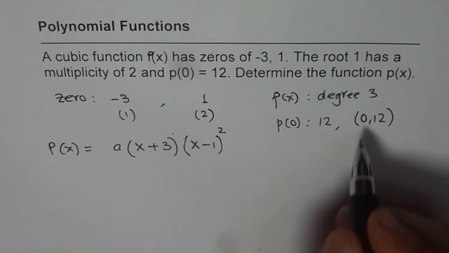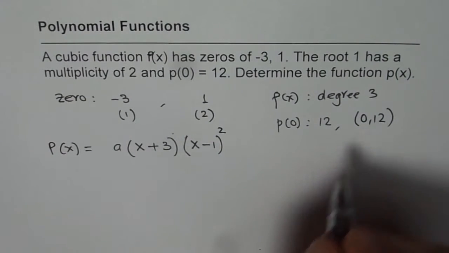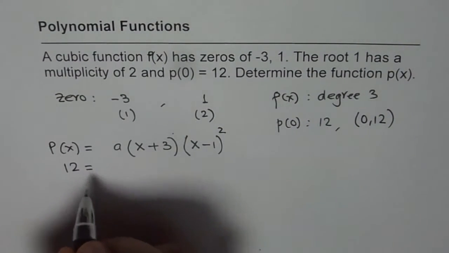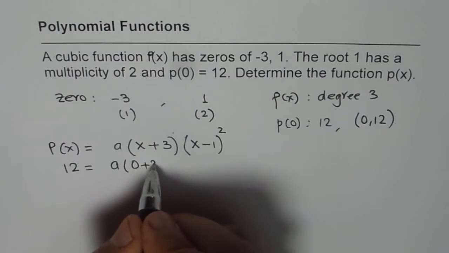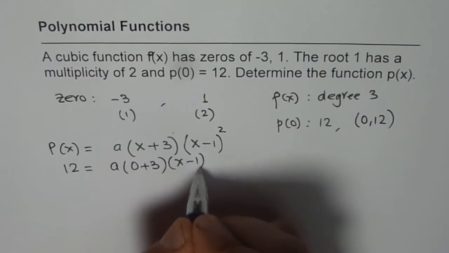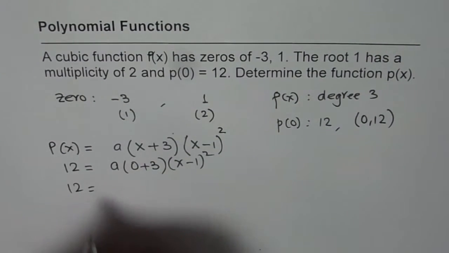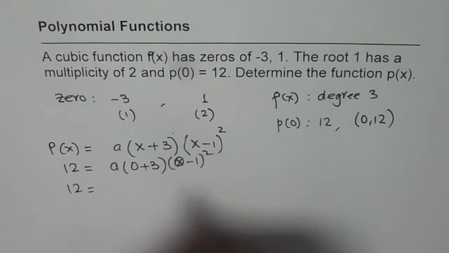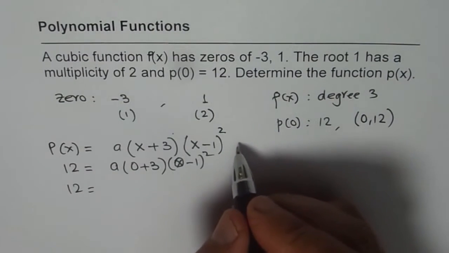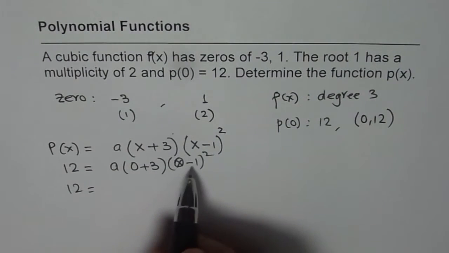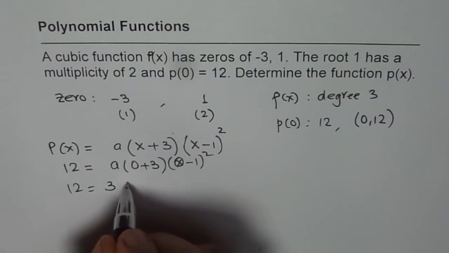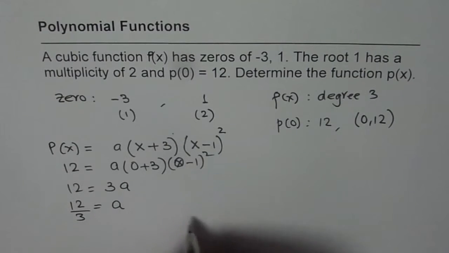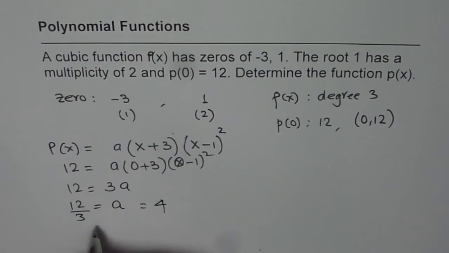Now we are given that p of 0 is 12. That means if I write 0 here, then p of 0 will be 12. So I get 12 equals a times 0 plus 3 times x minus 1 whole square. So we get 12 equals, this is positive 1, well, x is 0. So we are substituting x equals 0, right? So we get 3 times 1, which is 3, so it is 3a. And 12 divided by 3 will be the value of a. So 12 divided by 3 is indeed 4. So a is 4 for us.